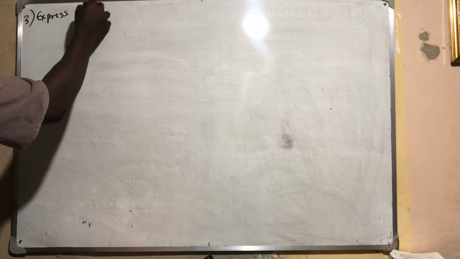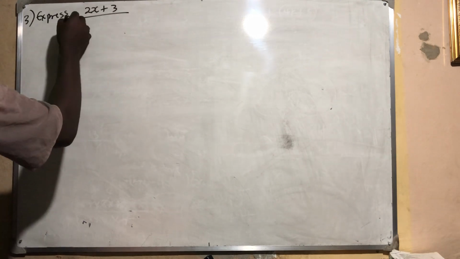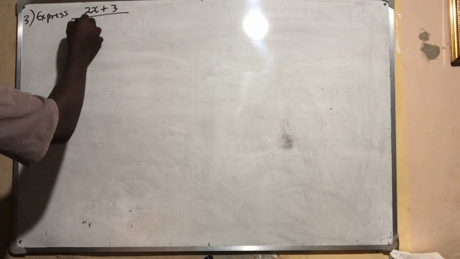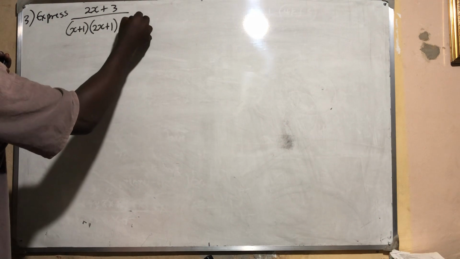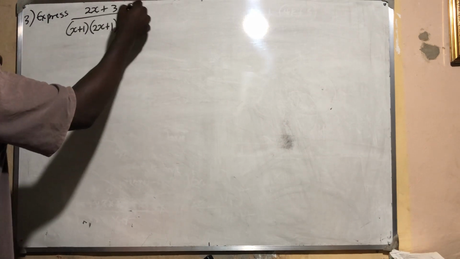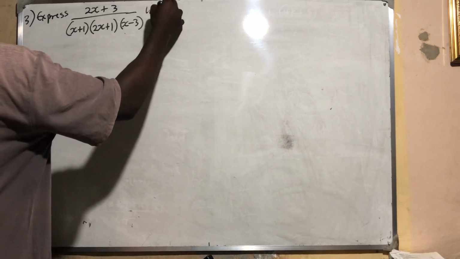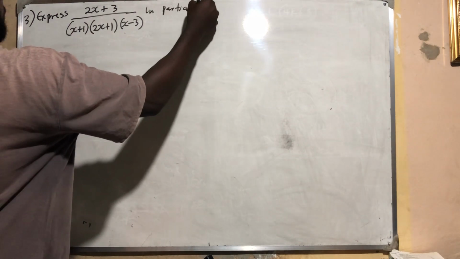So the next one is question number 3. Question number 3 said, express (2x + 3) all over (x + 1)(2x + 1)(x - 3) in partial fractions.